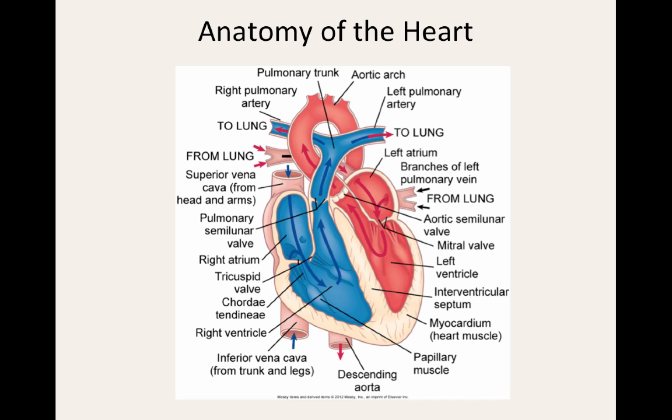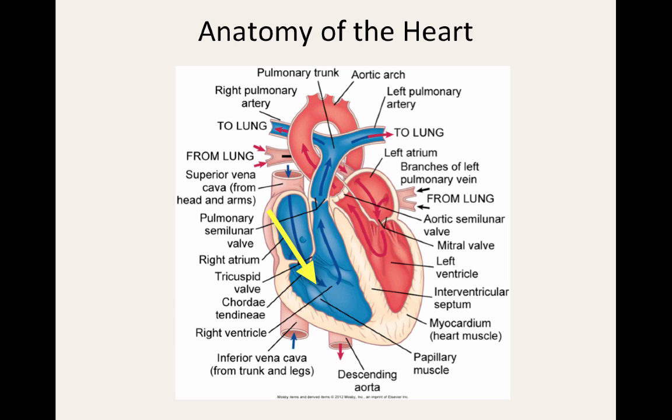Just as a reminder, the flow of blood through the heart is important to know. Unoxygenated blood returns to the right side of the heart from the superior and inferior vena cava. It runs into the right atrium, goes through the tricuspid valve, which is between the right atrium and the right ventricle, and goes into the right ventricle.